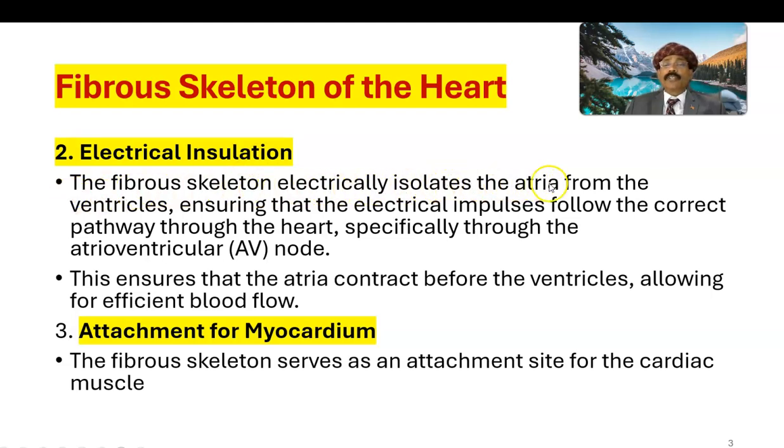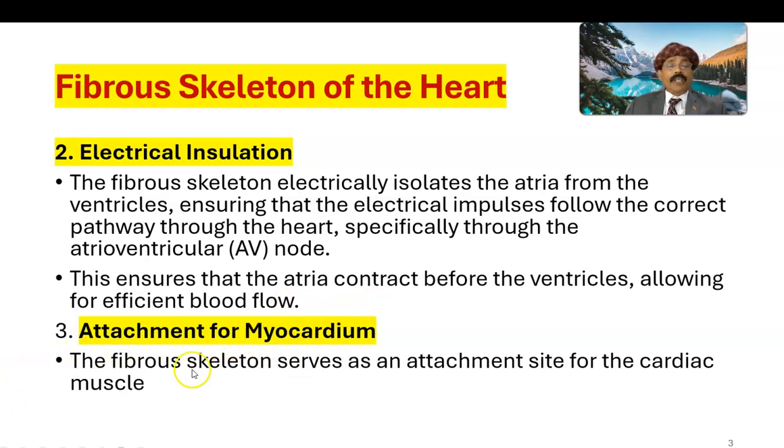The fibroskeleton electrically isolates the atria from the ventricles, ensuring that electrical impulses follow the correct pathway through the heart, specifically through the atrioventricular AV node. This ensures that the atria contract before the ventricles, allowing for efficient blood flow. So atrial systole is followed by ventricular diastole. They don't go together in systole. So atria have systole, ventricles diastole. So blood will go from the atria to the ventricles.